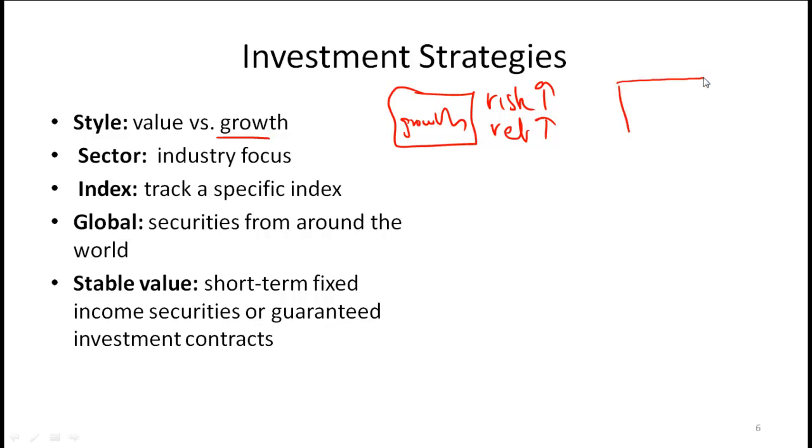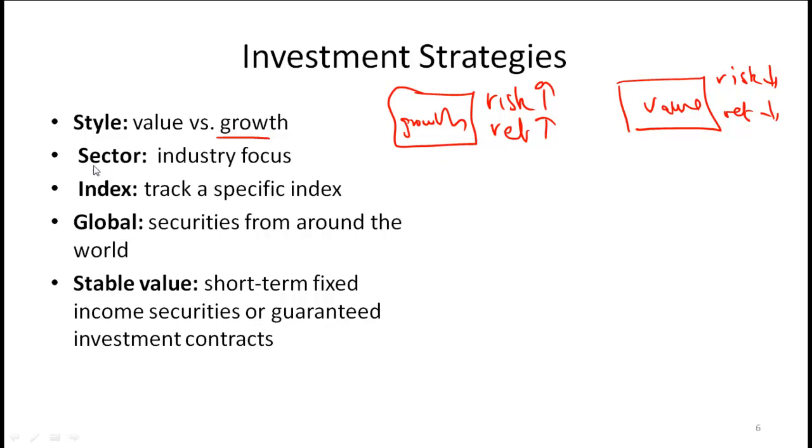Another style is to only invest in value stocks. These would generally be stocks with low market values relative to book values, with relatively low PE ratios. So here, compared to a growth strategy, the risk is relatively lower and the expected return would also be relatively low. So this is an example of different styles of a mutual fund.